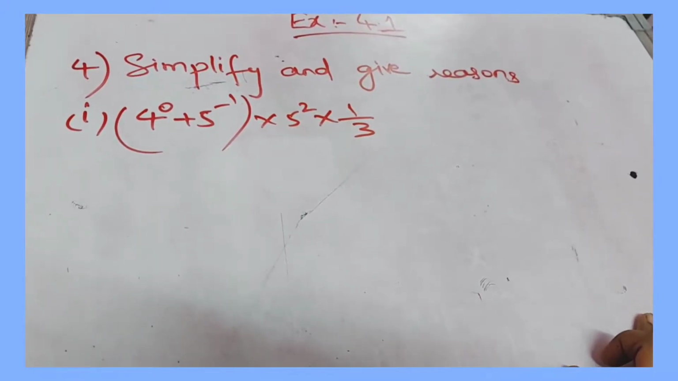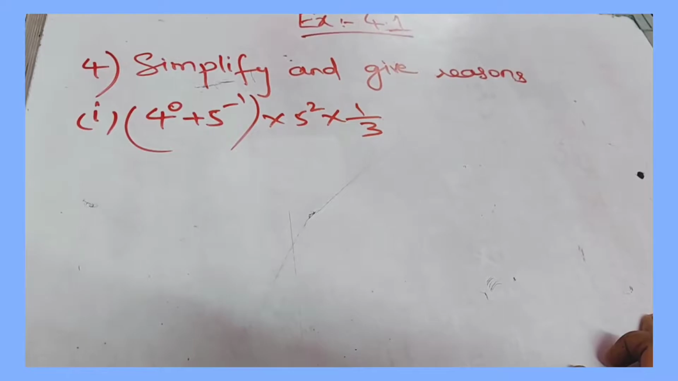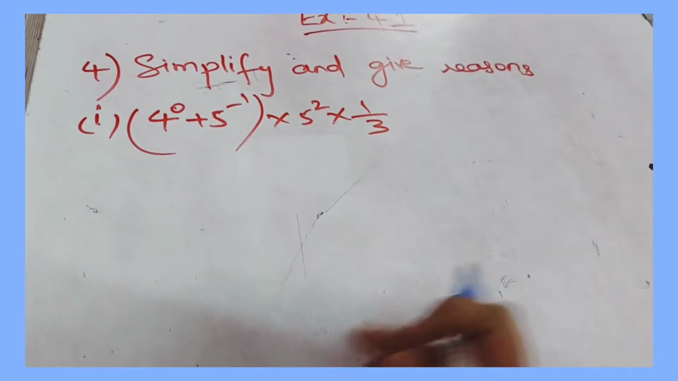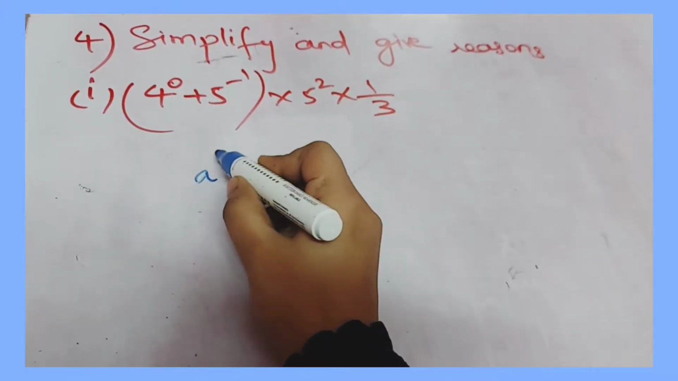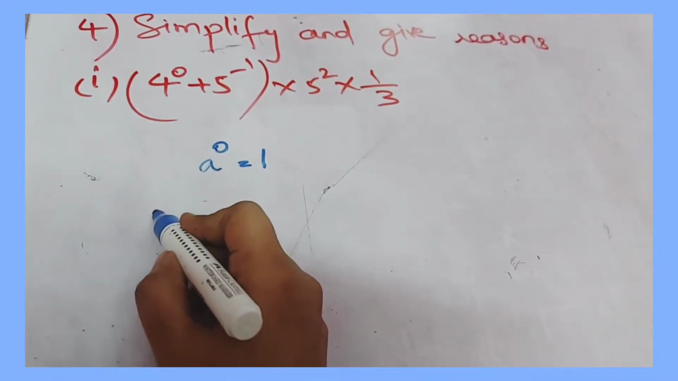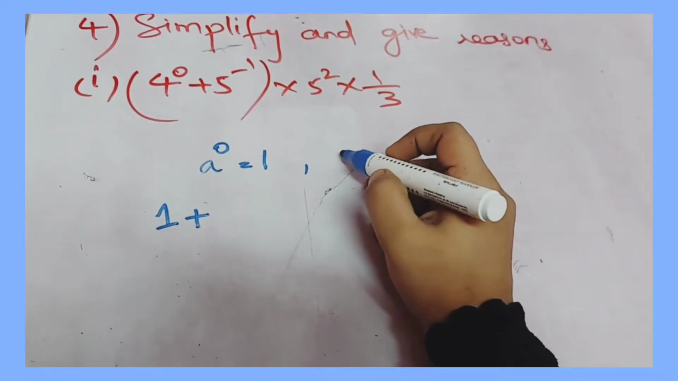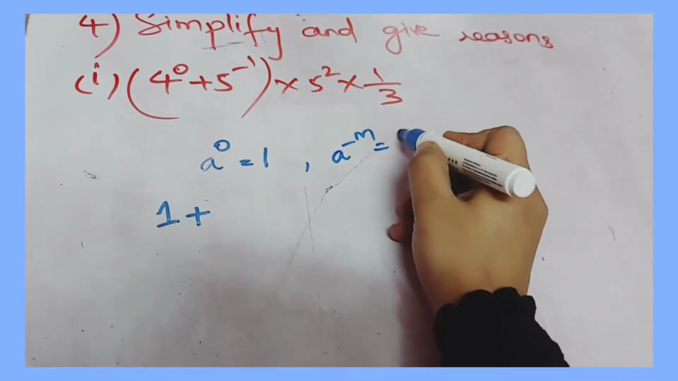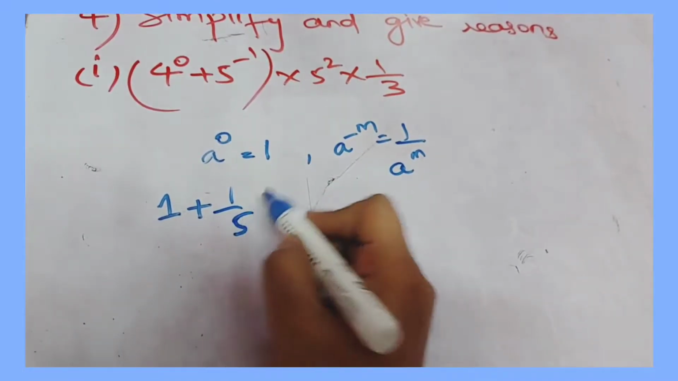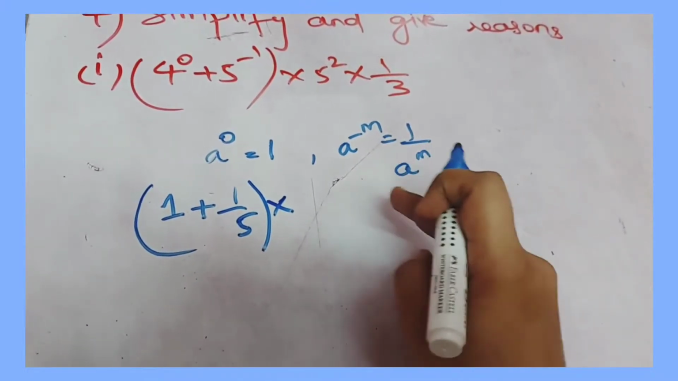Simplify and give reasons. The first bit in the fourth sum is 4 to the power of 0 plus 5 to the power of minus 1 into 5 square into 1 by 3. Again I explain what a power 0 is. It is 1. So here 4 power 0 is 1. So 1 plus 5 to the power of minus 1 means we have to take one more identity here: a to the power of minus m is equal to 1 by a to the power of m. So here you have to write 1 by 5, into, and I'm taking this in a bracket. First we will solve this.